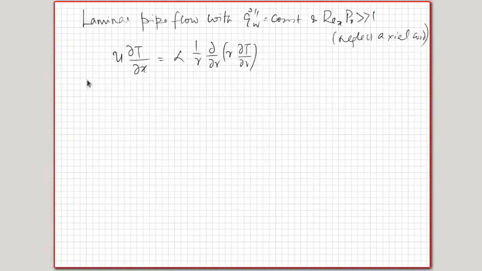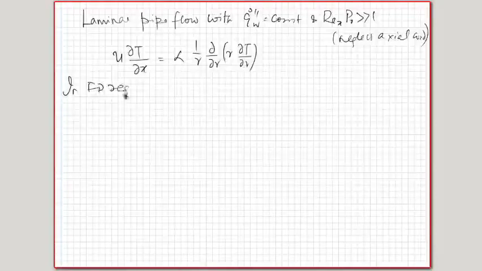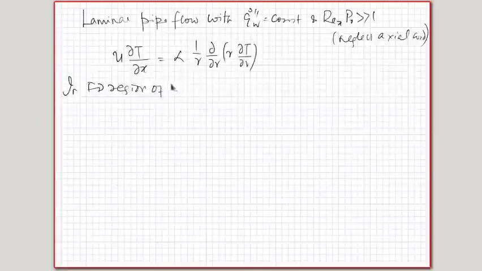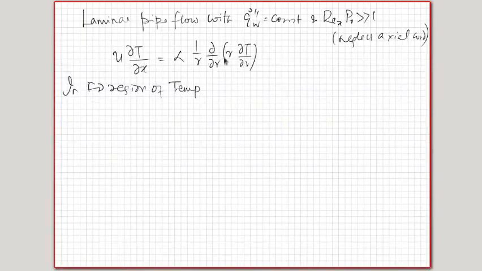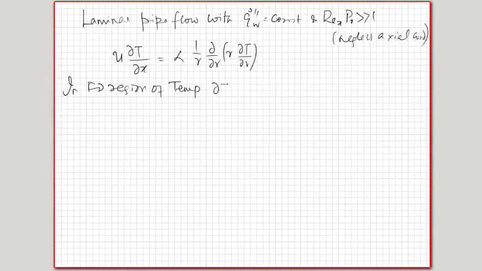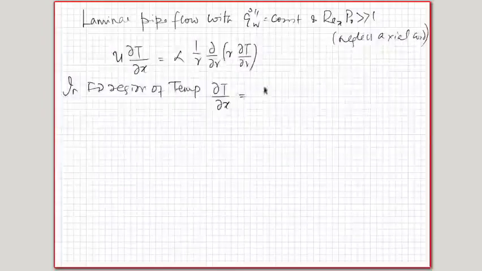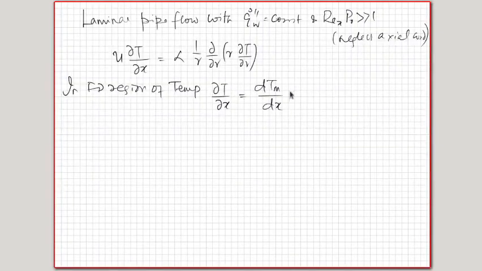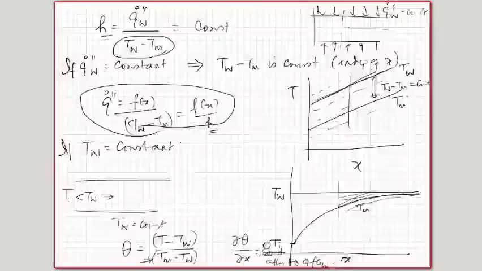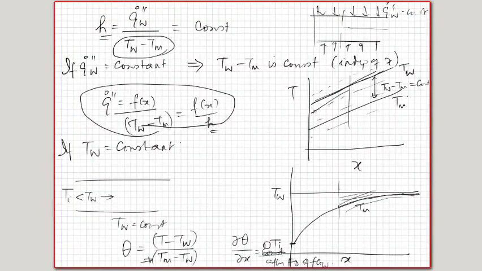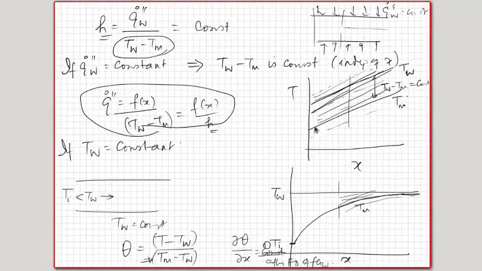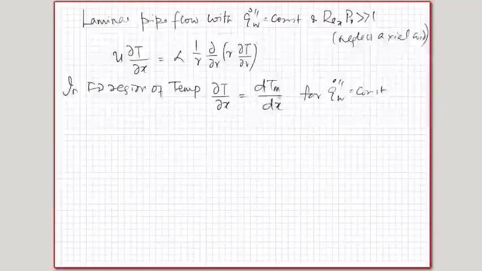Now, since in the fully developed region of velocity, v is 0, and axial conduction is neglected, you get this term. In the fully developed region of temperature, del T by del x is equal to dTm by dx in the case of constant wall flux. Why? Because as we showed here, any temperature at any radial location goes as a straight line parallel to this. So del T by del x at any location will be actually equal to dTm by dx. The slope of the two will be the same. So I can use this.